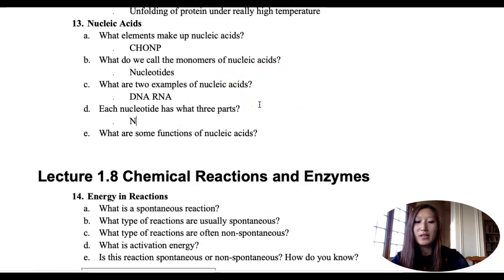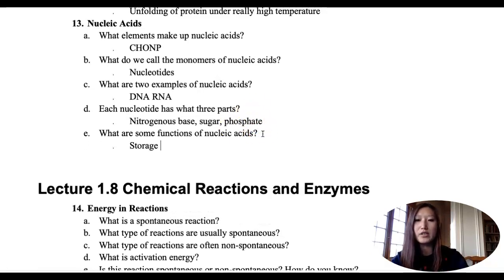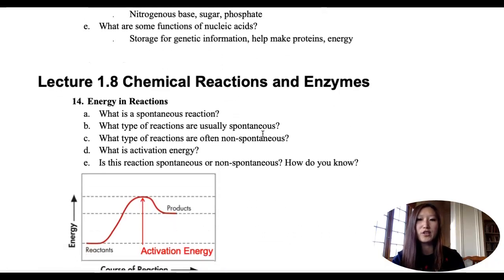Nucleotides all have three parts. They have a nitrogenous base, a sugar, and phosphate groups. Functions of nucleic acid: storage for genetic information. That's what DNA is for. RNA is to help make proteins. And then ATP is actually another example of nucleic acid, so it also works for energy.